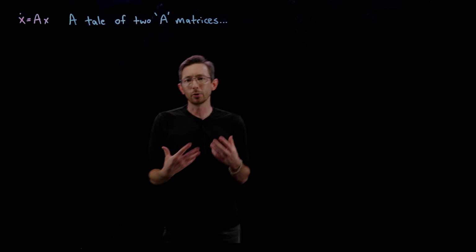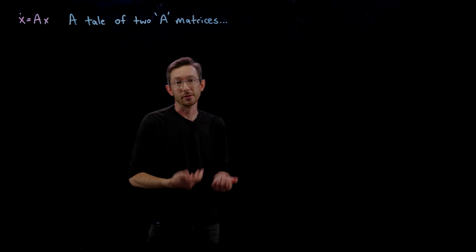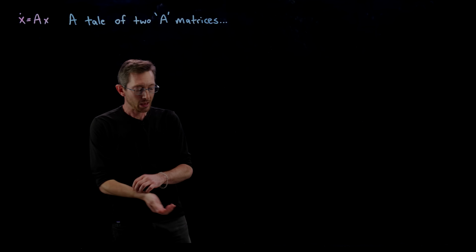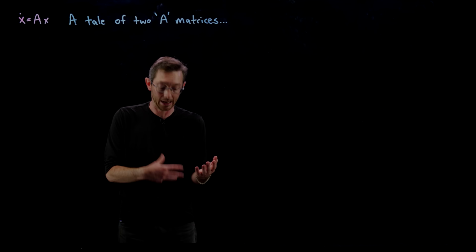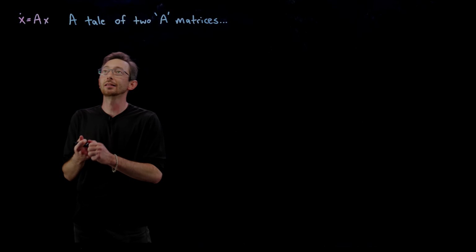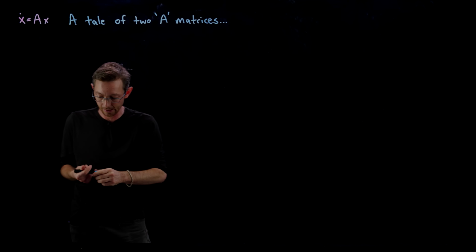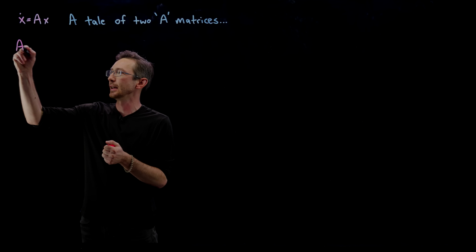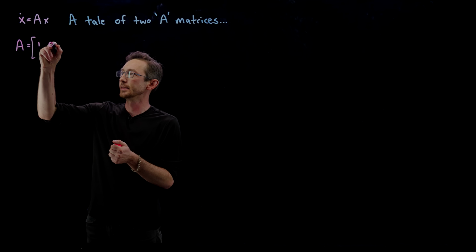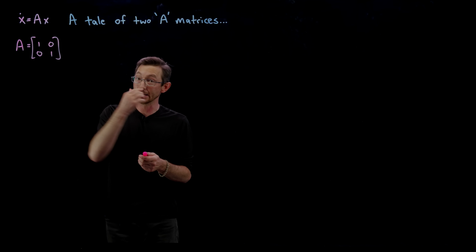And we've looked at simple cases where A has distinct eigenvalues that are not repeated. And so today I'm going to talk about what happens when you have repeated eigenvalues. Specifically, I'm going to look at two different A matrices that have repeated eigenvalues. The first one I'm going to look at is the case A equals 1, 0, 0, 1, which is almost trivially easy because it's already diagonal.